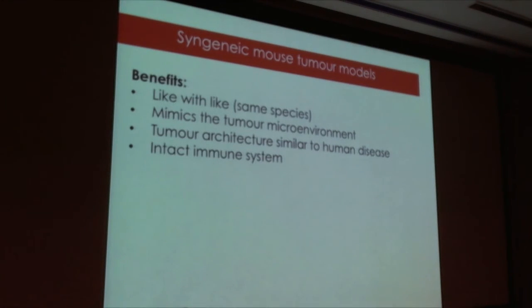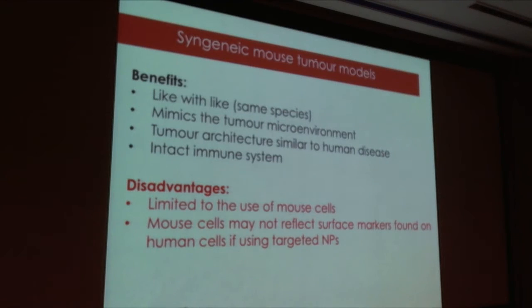But I guess one of the big disadvantages is that the mouse cells may not reflect the surface markers found on the human cells you're actually really after. So if you've got targeted nanoparticles, that can be an issue. If they're not targeted and you're just doing passive delivery, then that may not be an issue. And you're limited to the use of available mouse cell lines, and there are not as many good mouse tumour models as there are human tumour models.